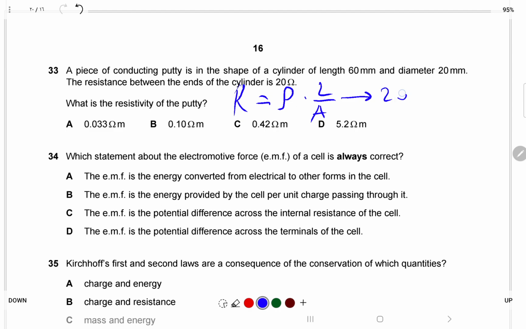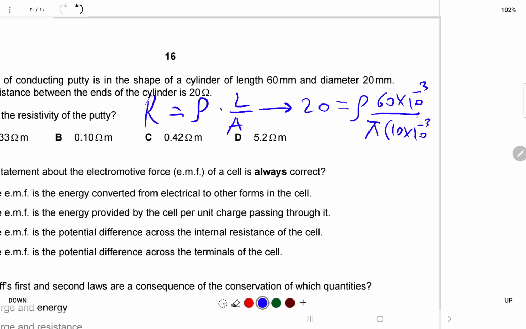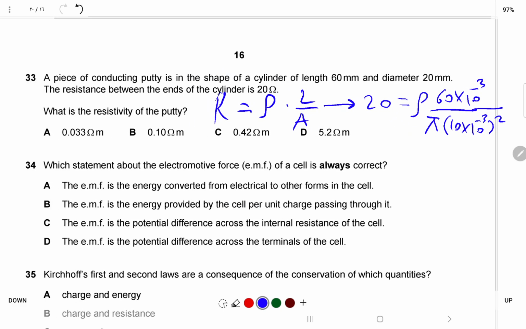Resistance is 20, so 20 is equal to resistivity we don't know, times the length 60 millimeter, 60 times 10 to the power of negative 3, divided by the area. We can calculate the area, pi r squared. R is 10, convert to meter, times 10 to the power of negative 3, and this must be squared. If you rearrange it, you get option B. So option B is the correct answer.